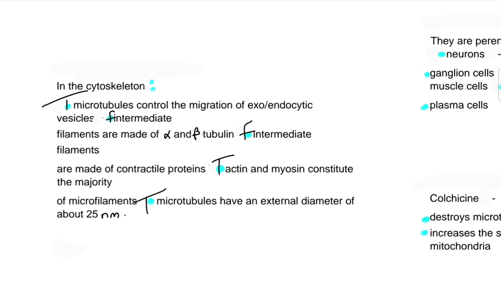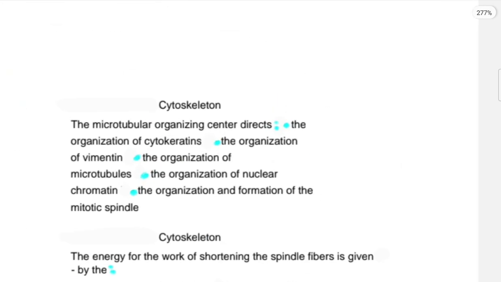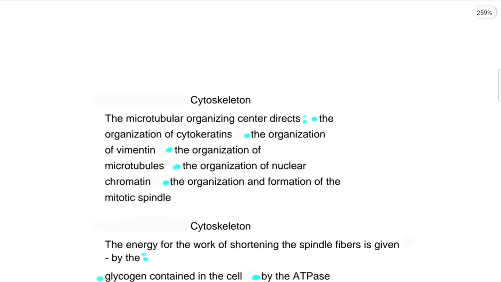So, the intermediate filaments are made up of non-contractile proteins like the keratin, vimentin, desmin, neurofilaments, and lamins. Okay, let's go to the other part, cytoskeleton.